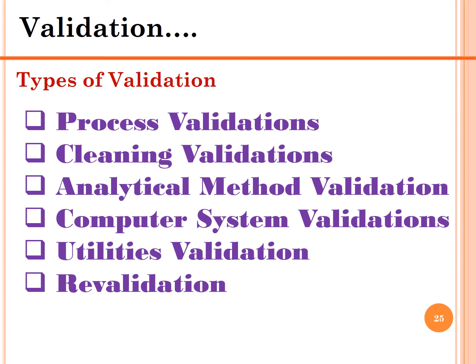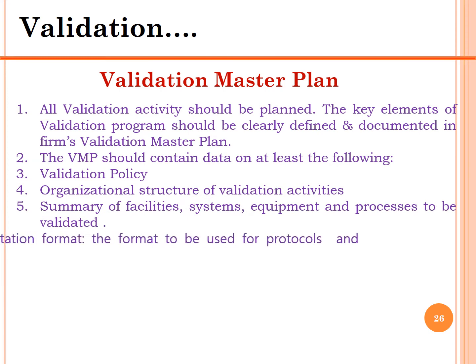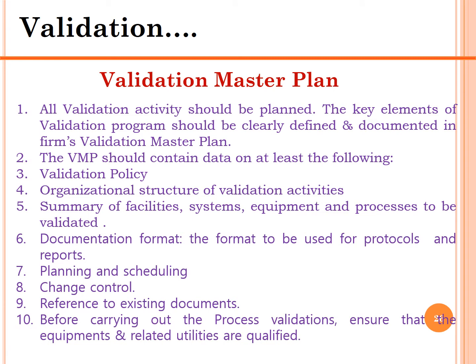Validation. Types of validation. Process validations. Cleaning validations. Analytical method validation. Computer system validations. Utilities validation. Revalidation. Validation Master Plan. All validation activity should be planned. The key elements of validation program should be clearly defined and documented in the firm's validation master plan. The VMP should contain data on at least the following.